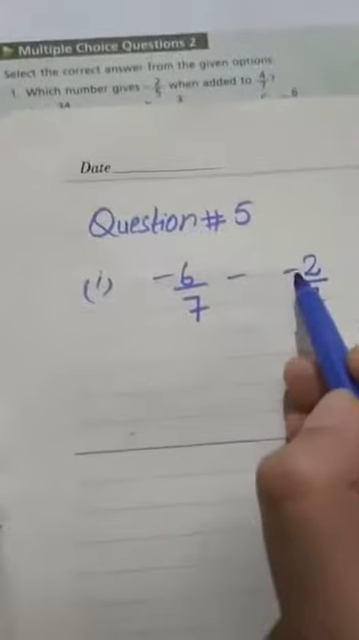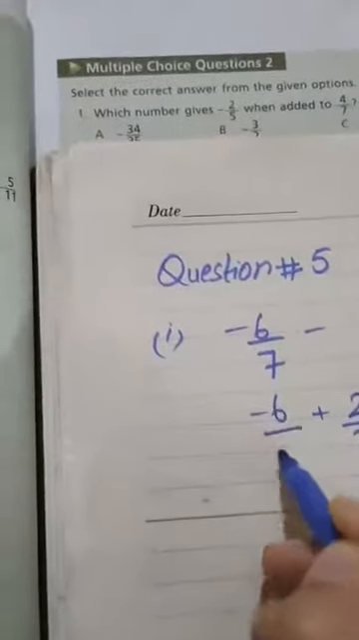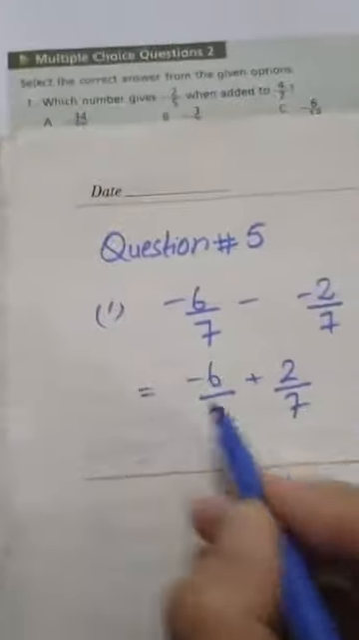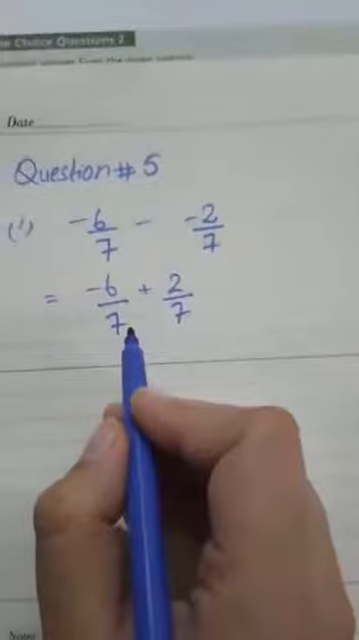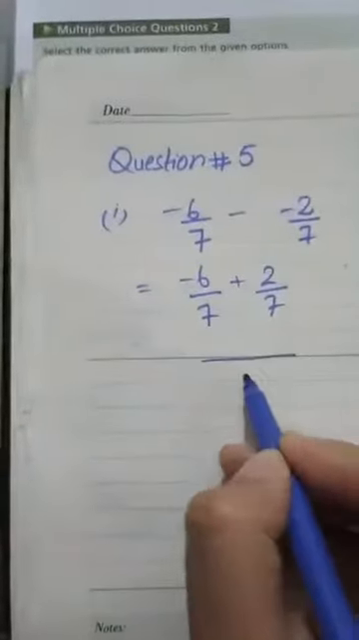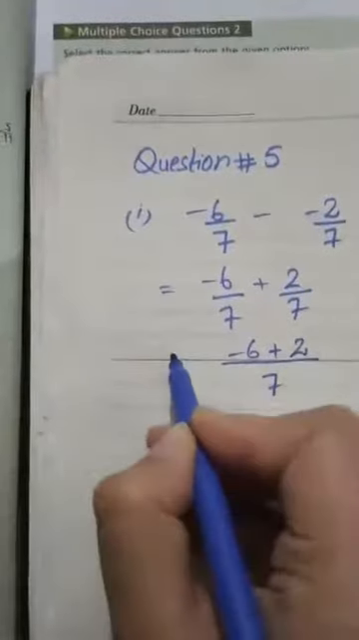So minus minus, the signs are going to be multiply. Minus minus plus, plus 2 by 7 minus 6 by 7. As you see that the denominators are same, so there is no need to take LCM. Write the denominator once, minus 6, and subtract the numerators.